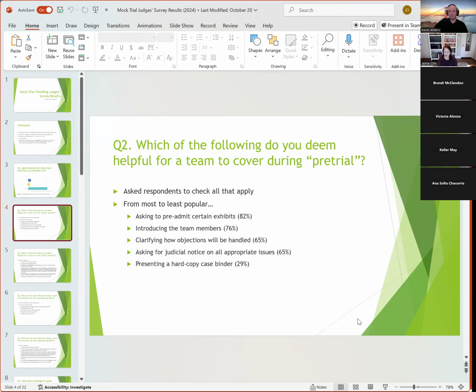Okay, so as far as pretrial, which of these things did these judges find helpful for a team to do during pretrial? The most popular response was if teams asked to pre-admit certain exhibits. I think that's because it shows good advocacy that you're covering that in pretrial rather than spending time on it when the time actually counts against you. And if you can get certain exhibits pre-admitted, then you know you're not going to have to fight about them afterwards. So that's a very effective thing to do.